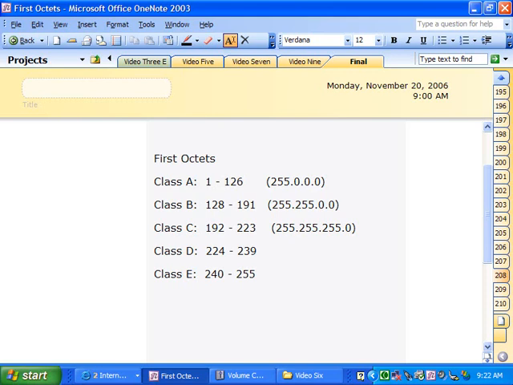A, B, and C, you should be able to look at an IP address and immediately say, okay, I know this is Class A, or I know this is Class B. You should know those default network masks as well, and keep in mind that 127 doesn't belong to any of these because that is reserved for loopback addressing.